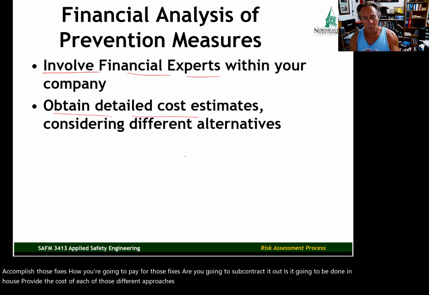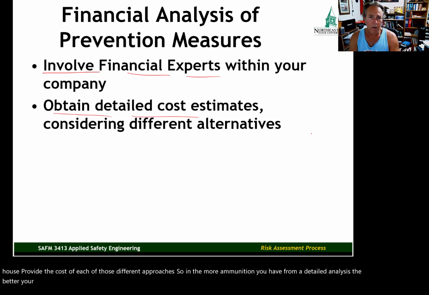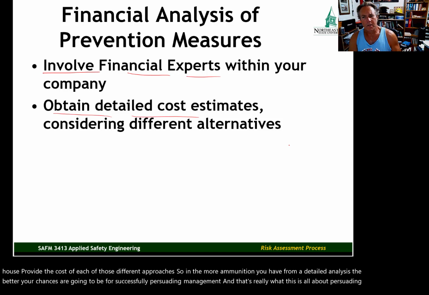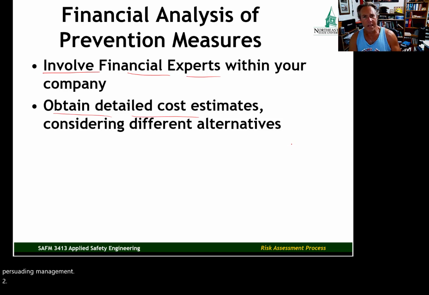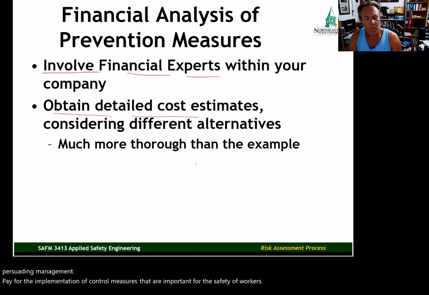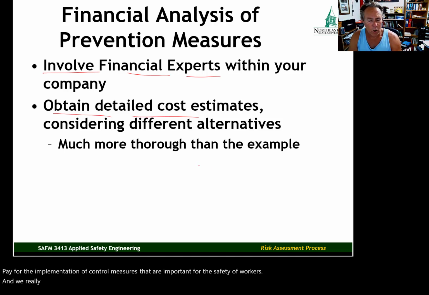So, again, the more ammunition you have from a detailed analysis, the better your chances are going to be for successfully persuading management. And that's really what this is all about, persuading management to pay for the implementation of control measures that are important for the safety of workers. And the examples I gave you are quick and dirty. If I can talk about it in less than an hour, it's not real detailed. We need to be much more thorough than the example.